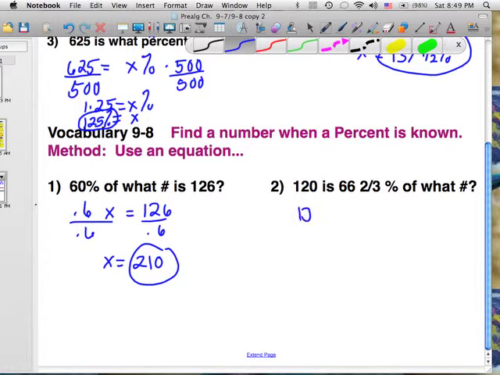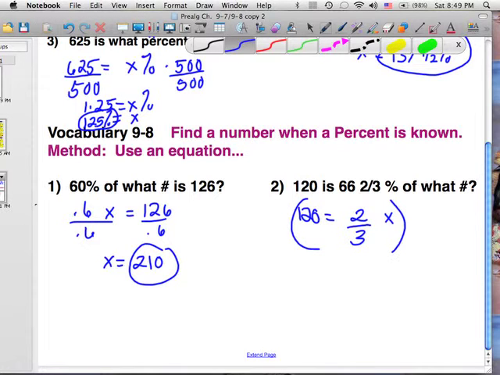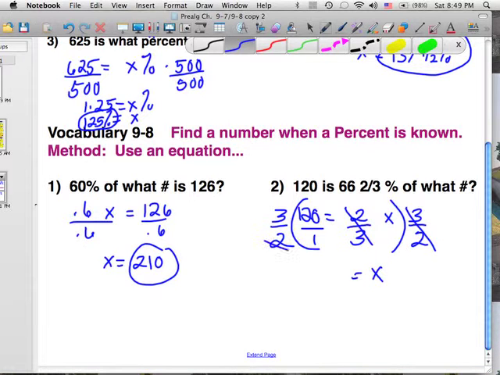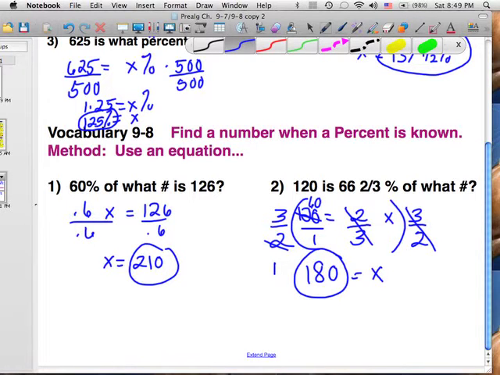And number 2, 120 is the equal sign 66 2/3%. I cannot use the decimal for it. It's 0.6 repeating, but I do know the fraction is 2/3. Of what number times X? In this case, I'm going to use the reciprocal, which you learned a while ago. We're going to multiply both sides by 3/2. The 2/3 and the 3/2 cancel out. 2 goes into 2 once, and into 120 60 times. So 180 is the answer. 120 is 66 2/3%, or 2/3 of 180.